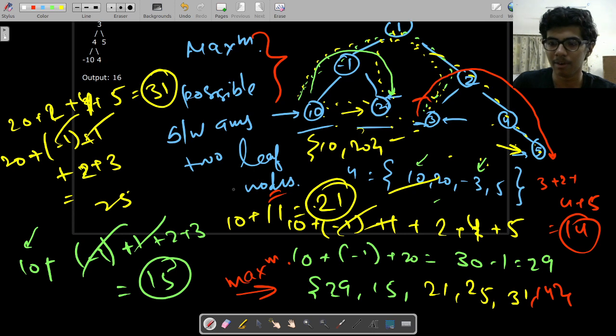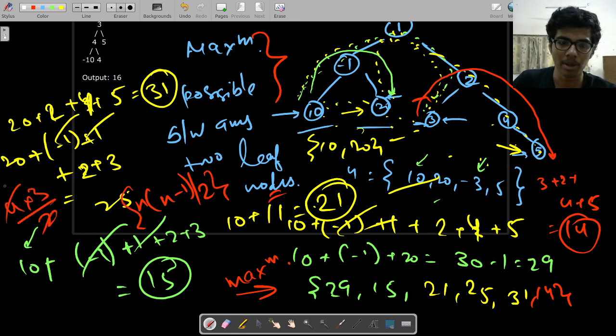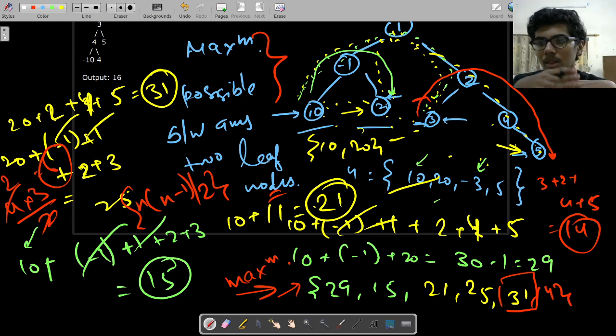So we have number of nodes as 4. So the answer is going to be n into n minus 1 by 2. The number of pairs it will be this. So 4 into 3 by 2 it is going to be, so which is 6. So that's why we have got 6 results, and we have to find the maximum from it. So 31 is maximum.